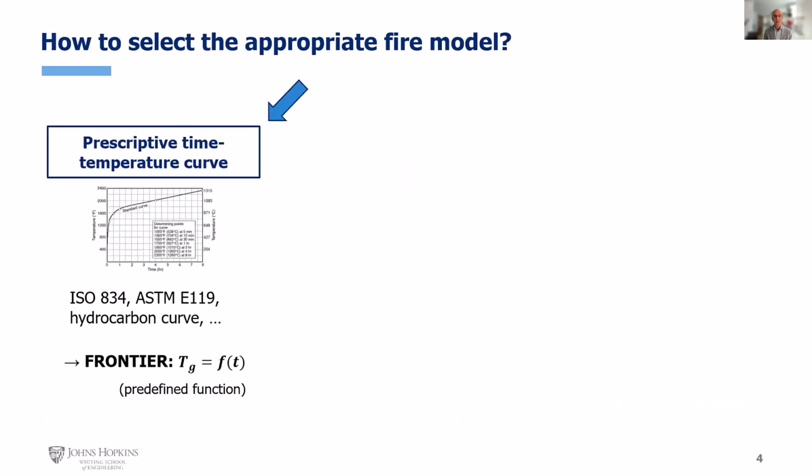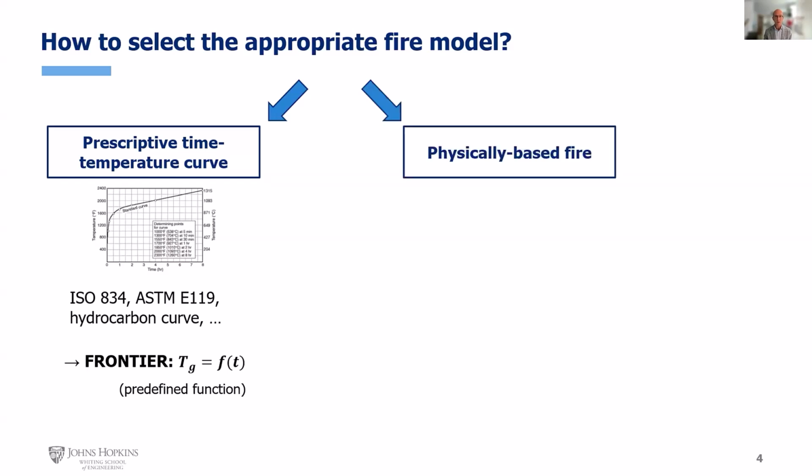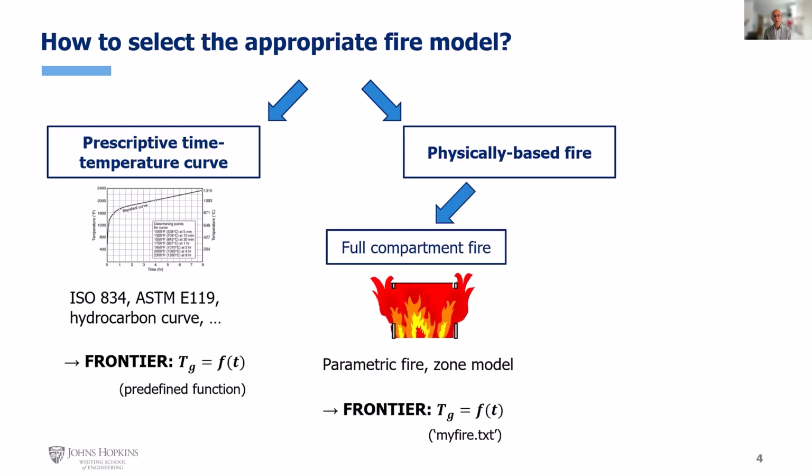So how to select the appropriate fire model? When conducting a prescriptive analysis, the appropriate model is the frontier type of condition with the function for the gas temperature, which would be a predefined function such as the ISO 834 fire for prescriptive design. But when we are working on a performance-based fire design, we want to consider physically based fire. So then the consideration is whether that is full compartment fire or we would like to consider a localized fire.